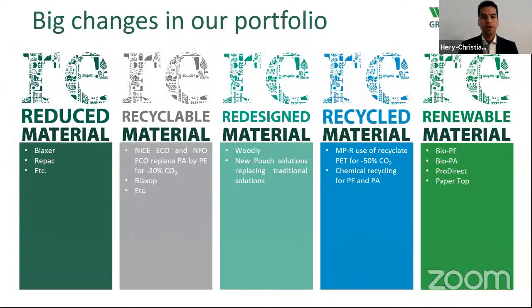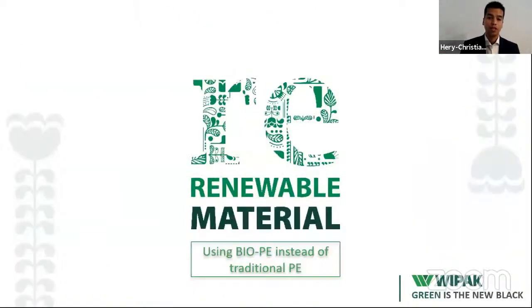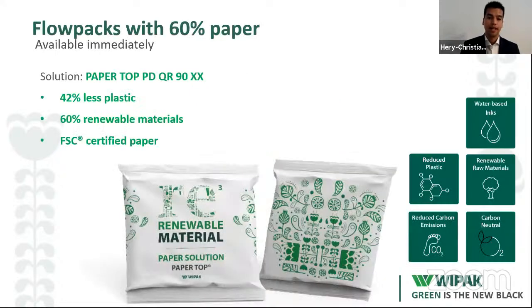And then, of course, the big one was we needed to change our portfolio. So in all our different product categories, we needed to start having reduced material, so less plastics portfolios. We needed to have products that are recyclable or from recycled materials. We have renewable materials, so that's the biomaterials, and of course the redesigned materials, which are really truly special. I have an example of those in a second. In terms of renewable materials, for instance, we have our new flow packs, which are 60% paper, available immediately. So they were an easy one, FSC certified paper as well.